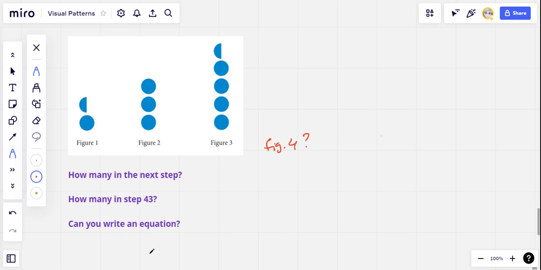And can you write an equation that could be used to predict the number of circles in any figure at all? If you'd like to accept that challenge, pause the video and give it a shot.